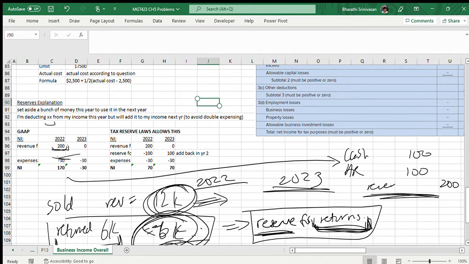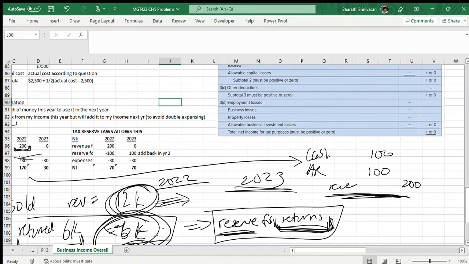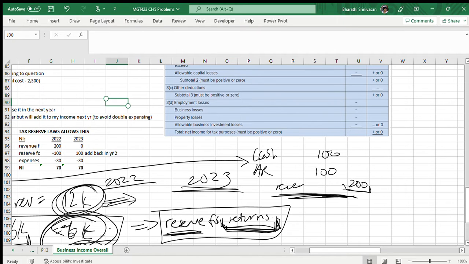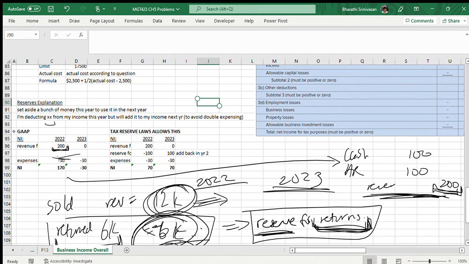And since revenue is the one that we look at, as part of GAAP we have to put revenue over here. One thing about tax reserve laws is that tax allows you to say, I'm actually not going to be getting all 200 in cash this year. I'm going to be getting a bit next year. So according to tax laws, here's my revenue, the $200, same thing, but we have this reserve for delayed payment.